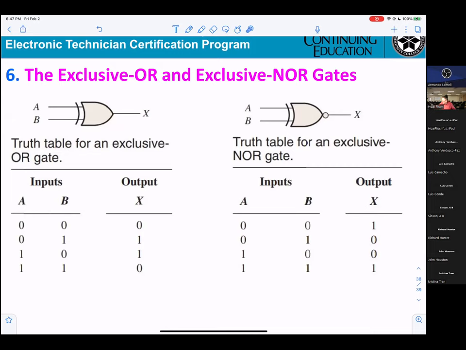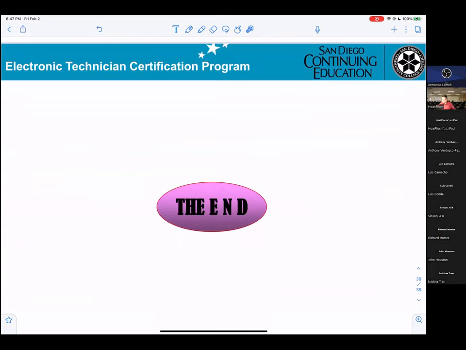If A and B are the same, you get 0. A and B different, you get 1. That is the truth table. And that is the exclusive OR. Okay, exclusive NOR is opposite to that, okay? That means if you get the same input, you get a one, and if you get a different input, you get a zero, okay? That's it. Any questions, anything?